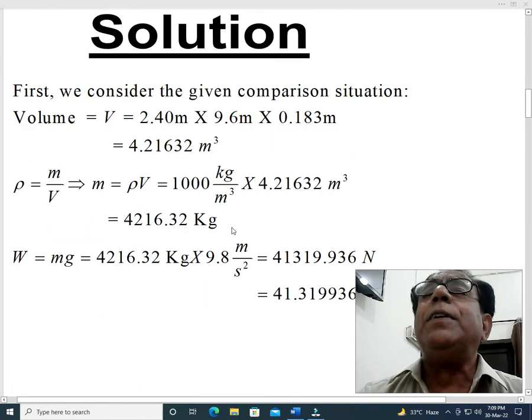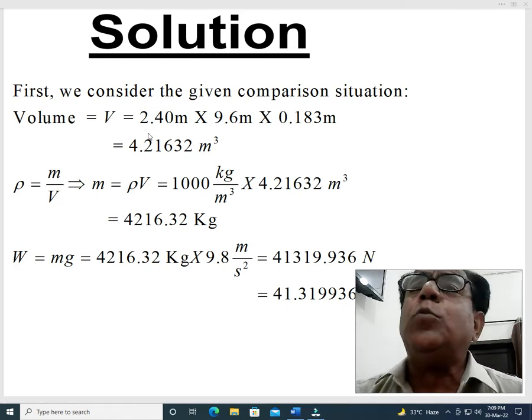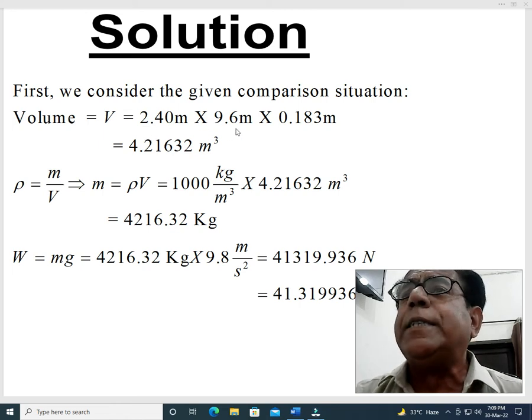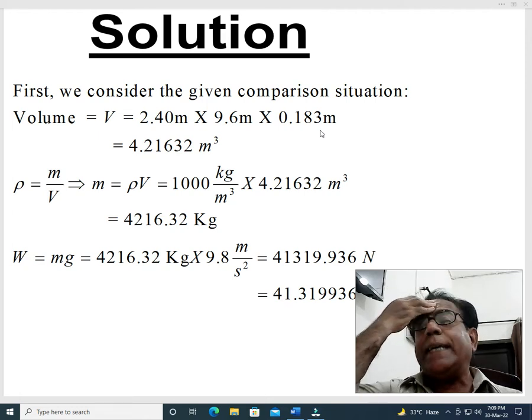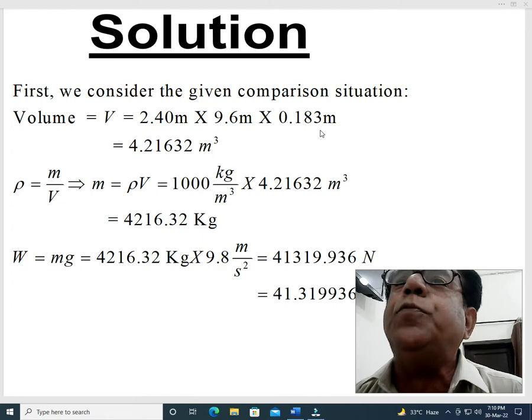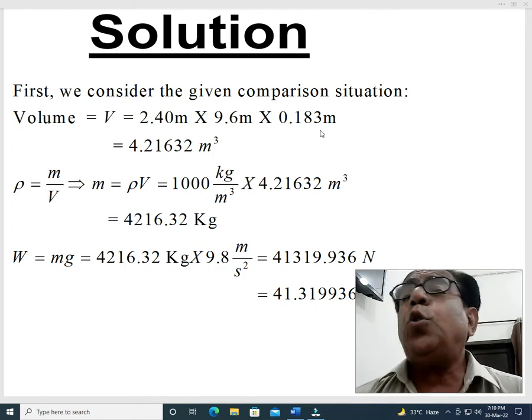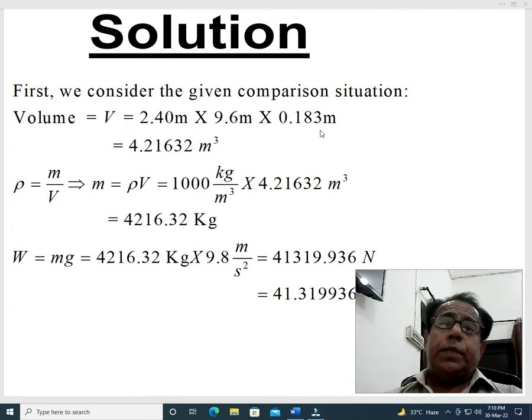First we consider the given comparison situation. Volume V equals 2.40 meter into 9.6 meter into 0.183 meter. Dear students, as I have described earlier, volume is a three-dimensional quantity and is equal to length into width into height. So it has become equal to 4.21632 meter cube. From the first three quantities given in the data provided, we have successfully calculated the volume.